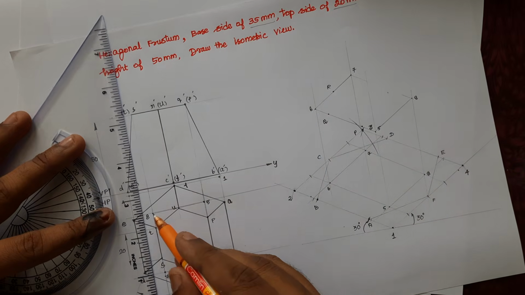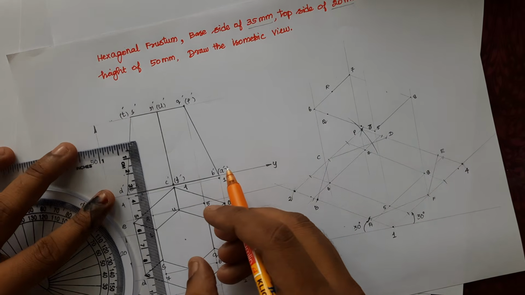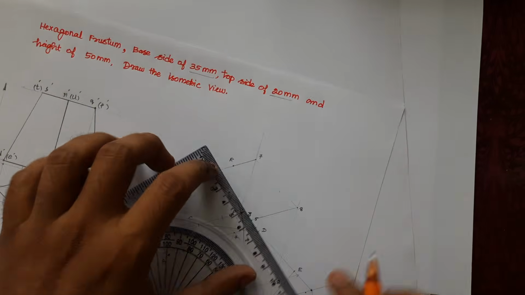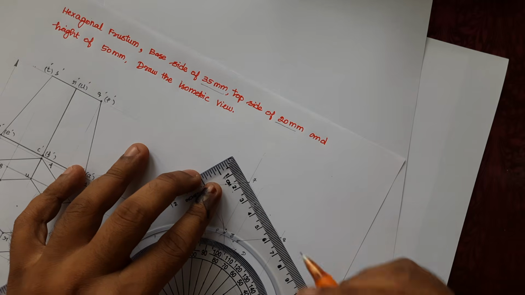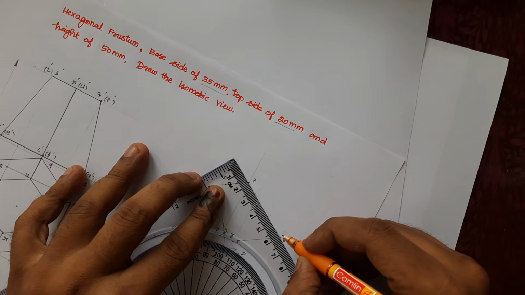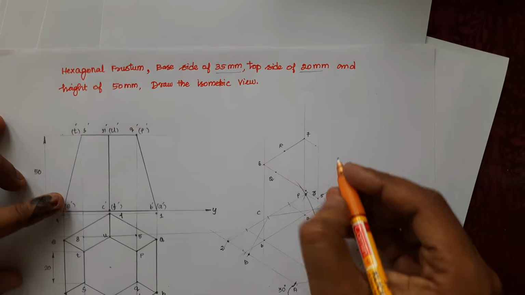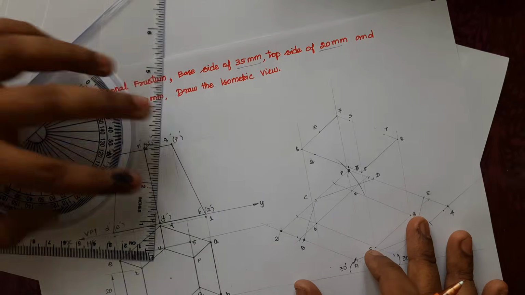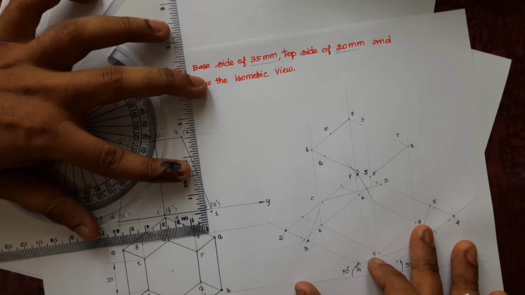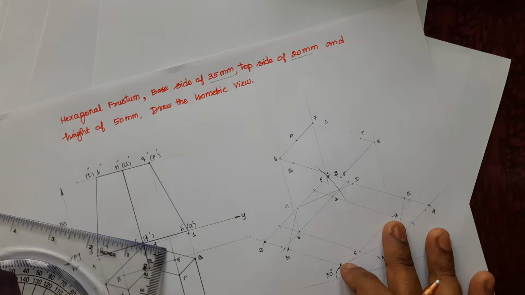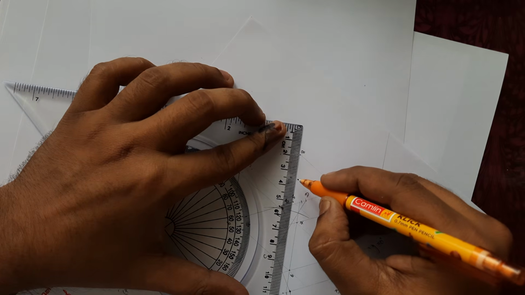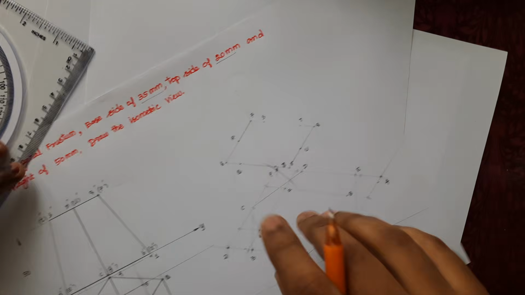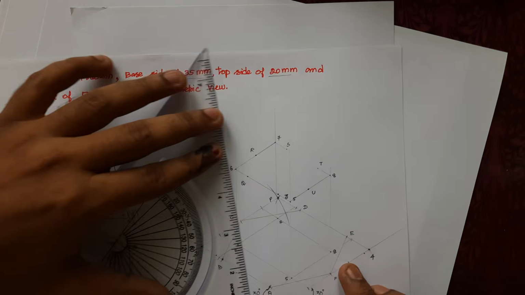And similarly, in 8, 7, 9 mm, and from here also 9 mm. This one is S and this one is T. And similarly in the 5, 8 line, 17 mm, that is U. And now I have got all the 6 points on the small rectangle.